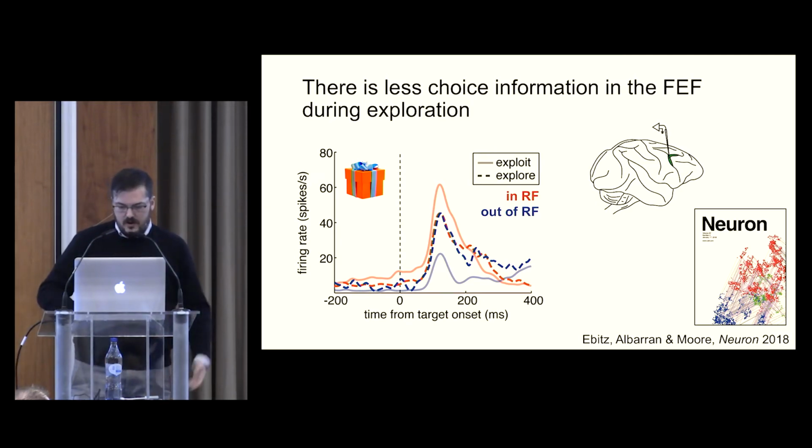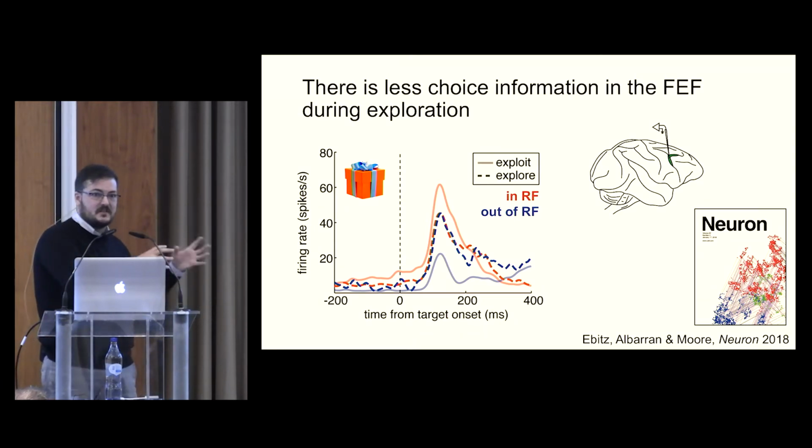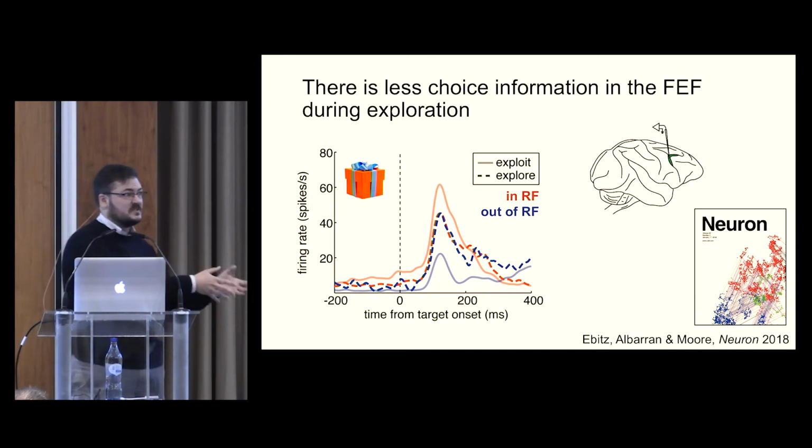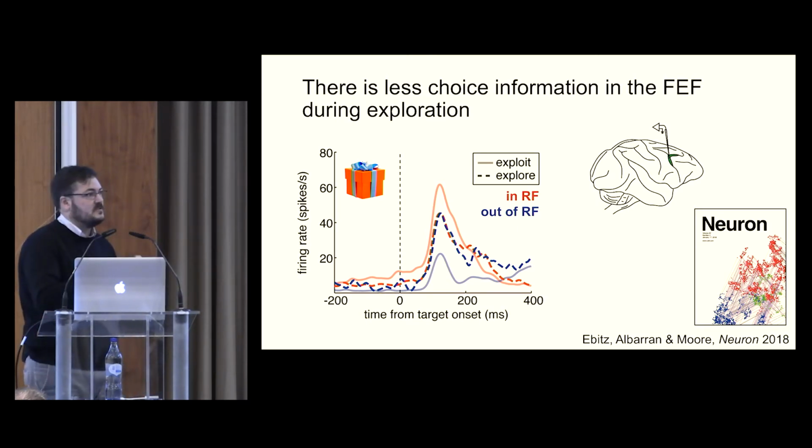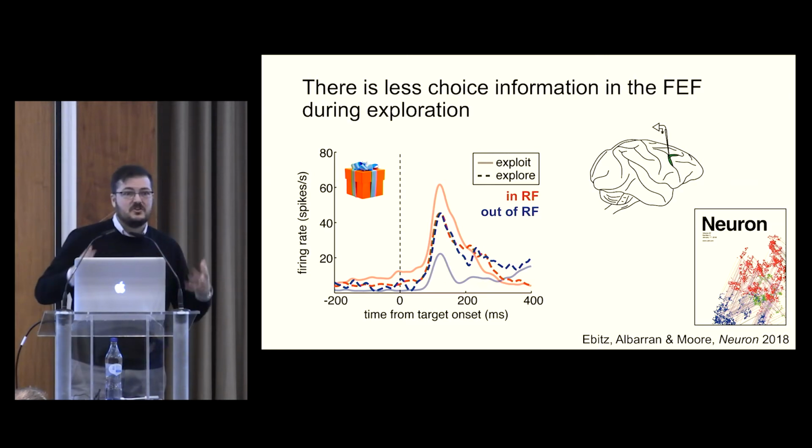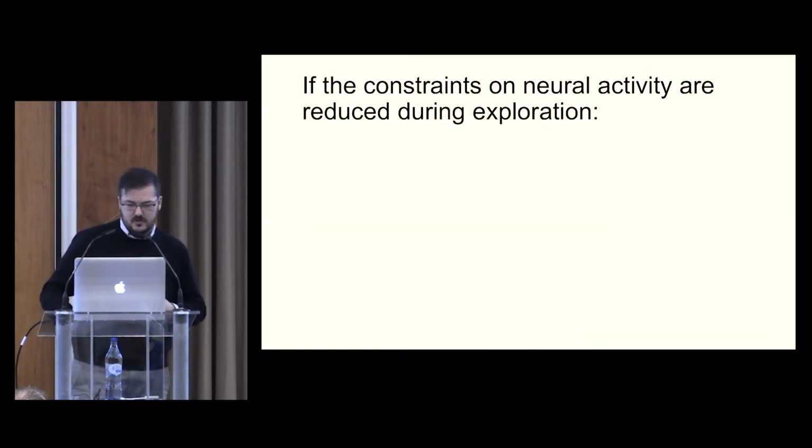What I want to argue today is that we think this is occurring because the forces in the network that cause this kind of selectivity, that this selectivity is a consequence of those dynamics, are actually weakened during exploration. And that permits the noise necessary for exploratory choice.